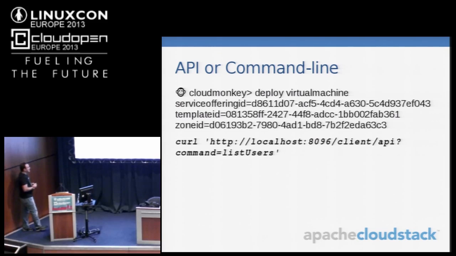CloudStack also maintains EC2 compatibility, so we have a separate API interface. If you want to use tools like Boto or Euca tools, or even Amazon's EC2 tools, although that violates the license around the EC2 tools itself, you can interact with the CloudStack EC2 endpoint and use the same tools for doing that.